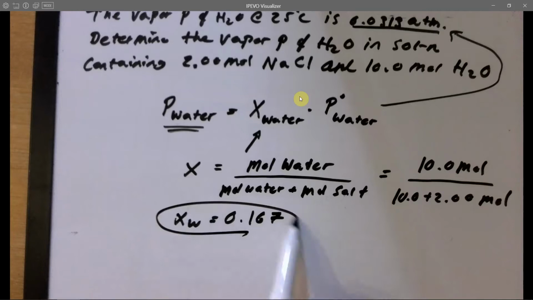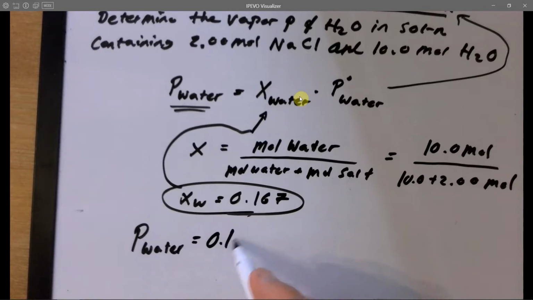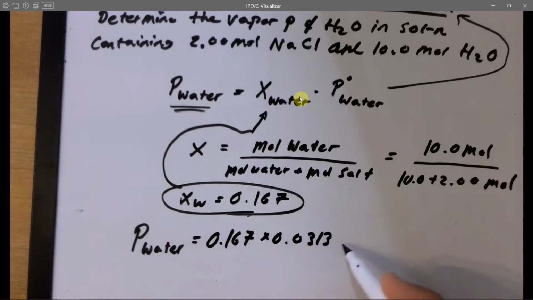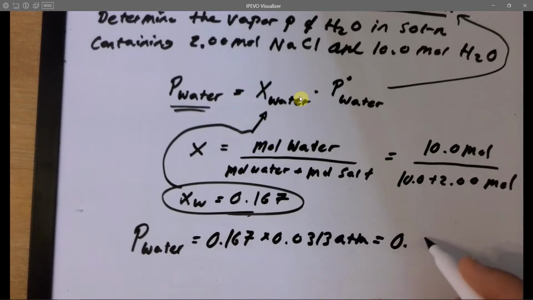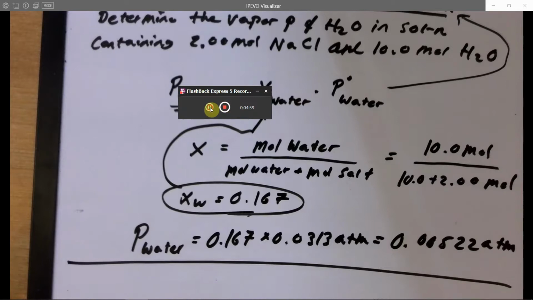And so now I have X, and so that goes in there. Perfect. So I have the pressure and I have the X, and so I can just apply Raoult's Law, and my water has a new vapor pressure equal to 0.167 times the pure one, which is 0.0313 atm, and the solution at the end has the same unit, so it will be 0.00522 atm. Okay, we can look at another example that's a little bit more complicated than this.